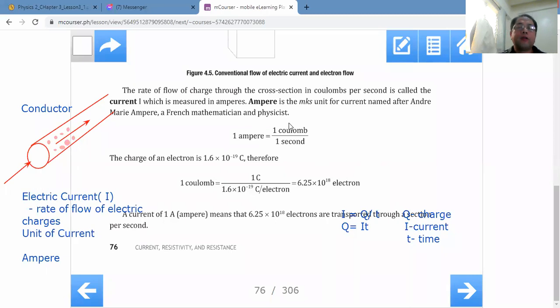Here's an example of an ampere in terms of the unit that we are actually using.